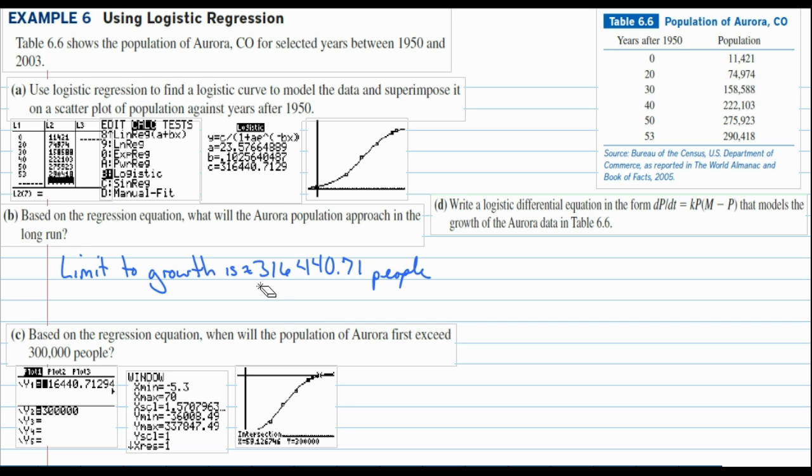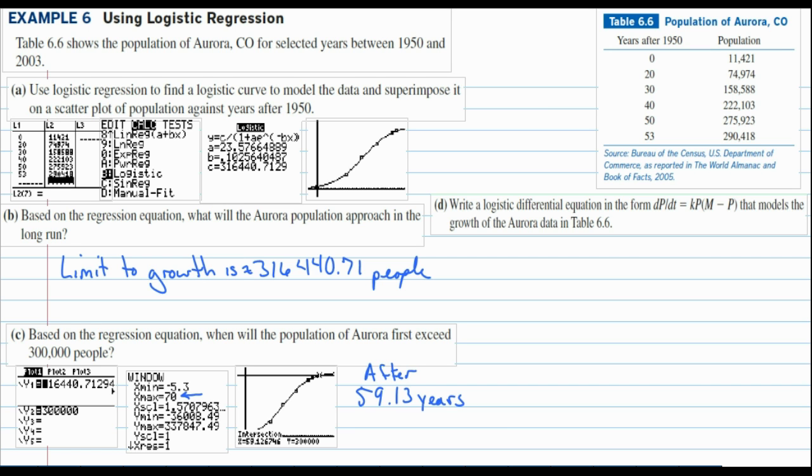Well, that would be 316,440.71 people. The calculator calls that a C value, and the C value is right here. Part C. Based on the regression equation, when will the population of Aurora first exceed 300,000 people? Well, 300,000 people is getting really close to my limit to growth, so I actually extended out the X max so that I'd be able to see that a little bit easier. And then I found the intersection, and I got that that would be at about 59.13 years. So that would be years after 1950, so 2009.